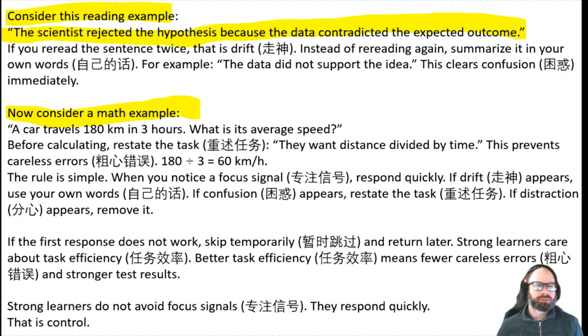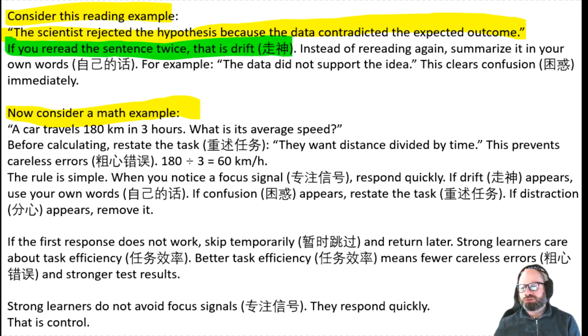Now try to guess what it means. If you don't know, that's okay. That's the point. The point is that a lot of people, even people who speak English as their first language, might need to read the sentence twice to understand it, especially if they're children or young people. So it's a little bit hard, so you have to look again. And if you reread the sentence twice, that's drift.